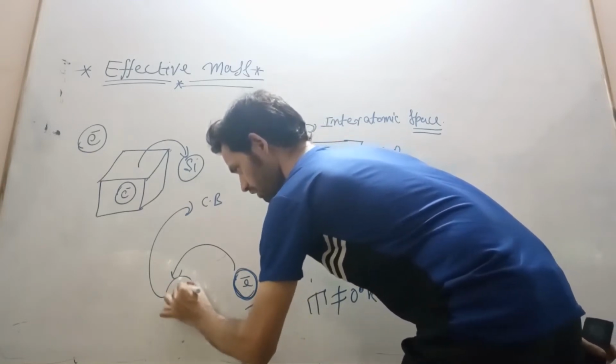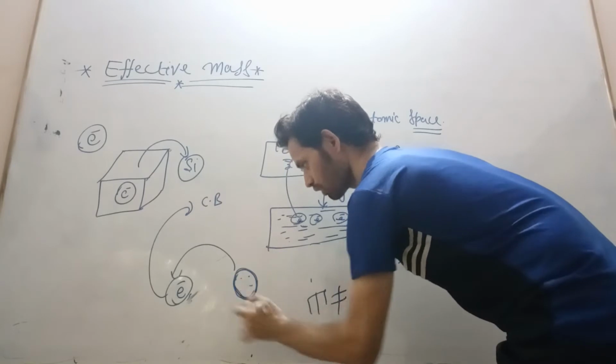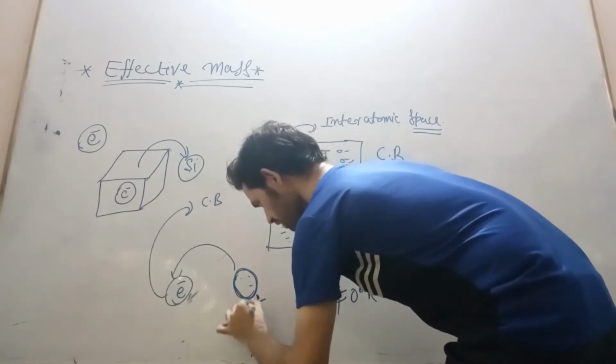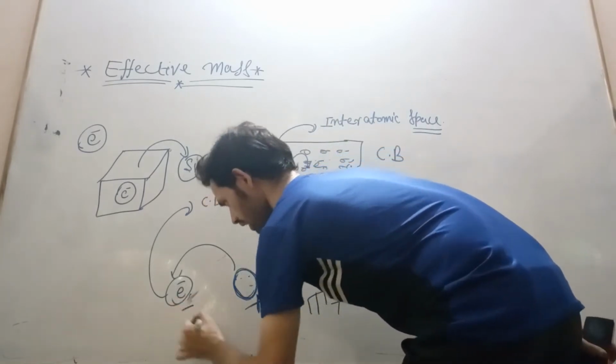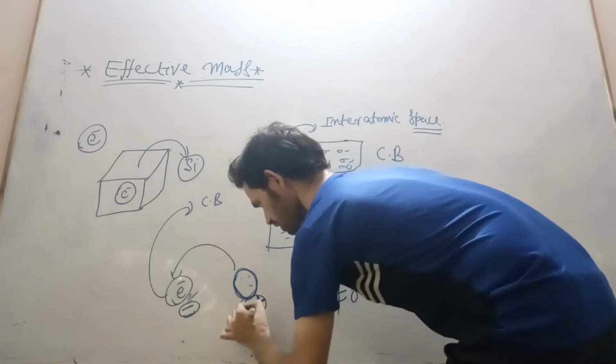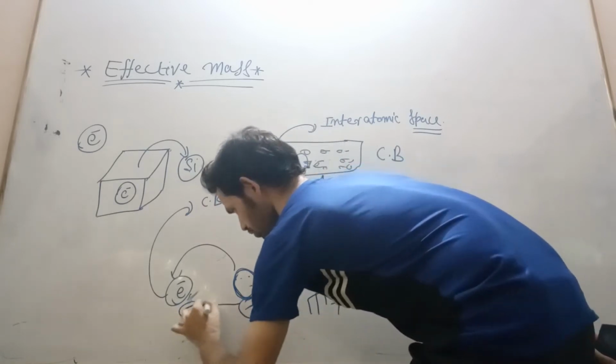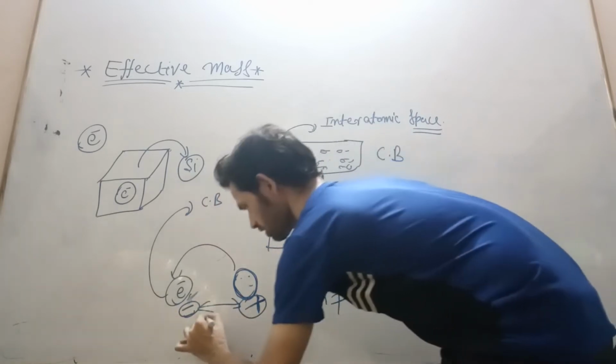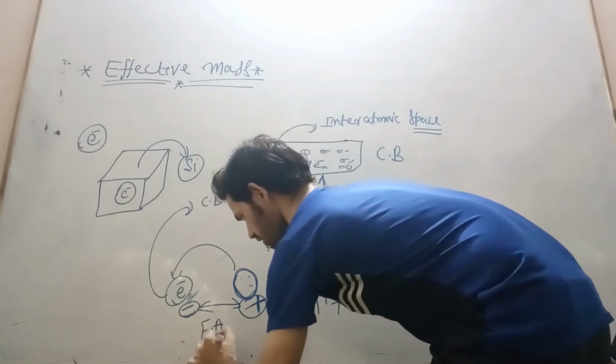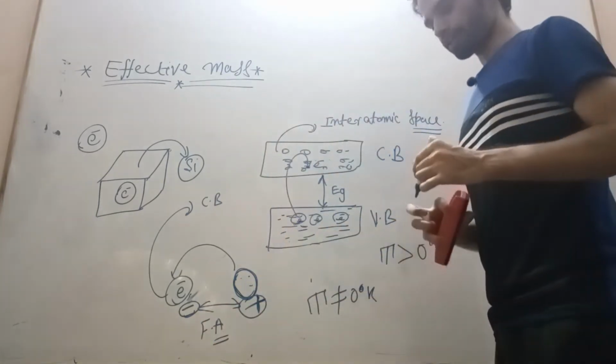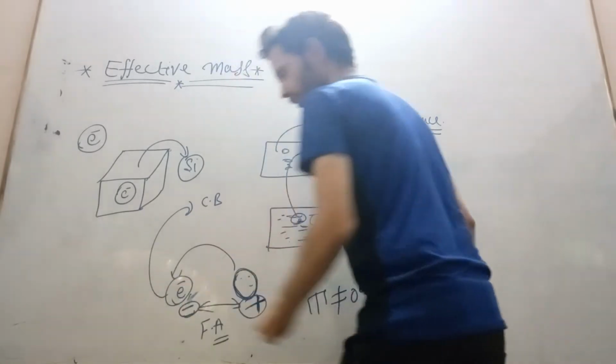So this is my electron and this is my hole. This has positive charge and this has negative charge. Between these there is a force of attraction. That force is the Coulombic force of attraction.